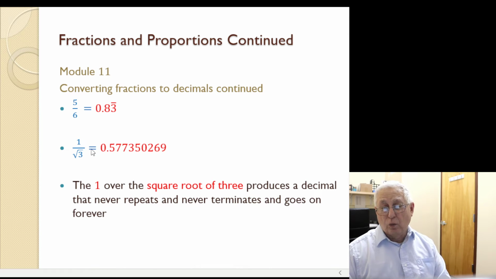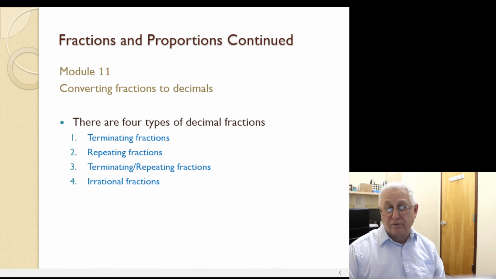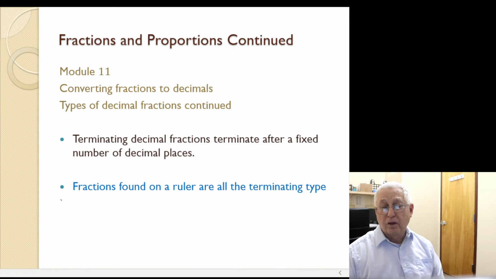Here we have 1 divided by the square root of 3, which is 0.577350269. This keeps going on and on forever. It produces a fraction that neither repeats nor terminates, and goes on forever. There are 4 types of decimal fractions: terminating fractions, repeating fractions, terminating repeating fractions, and irrational fractions. The example we just looked at, 1 divided by the square root of 3, is an irrational fraction.